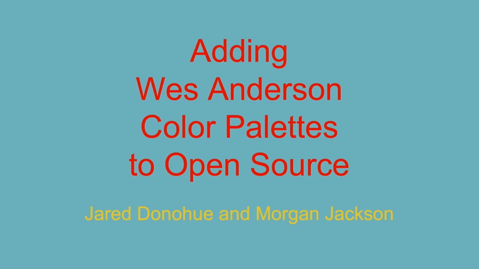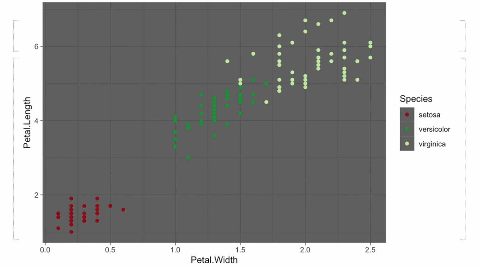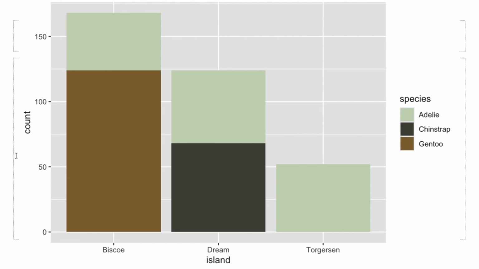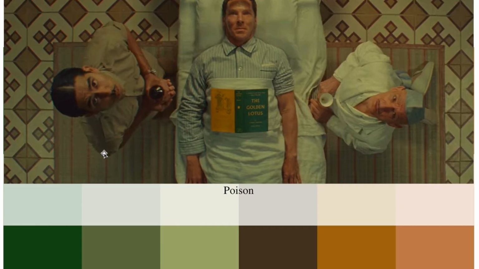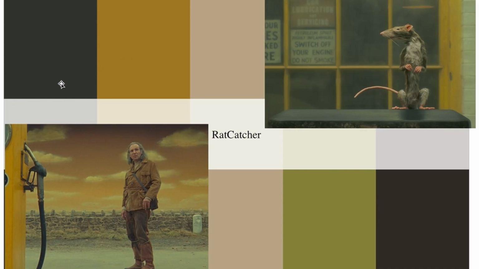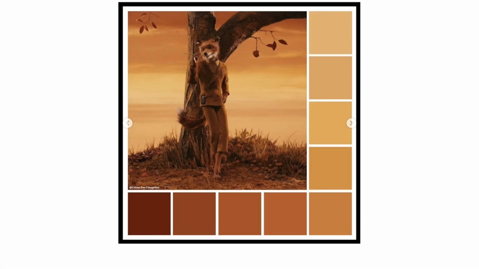The color palettes we added and the visualizations we created using them. Henry Sugar, a short film, visualization using the Iris dataset. The Swan, visualization for the Penguins dataset. Poison, visualization also from the Penguins dataset. And Ratcatcher, another short film, and a visualization from the Iris dataset. And we also added an improved Fantastic Mr. Fox color palette.